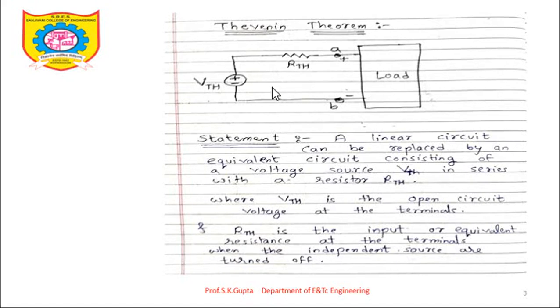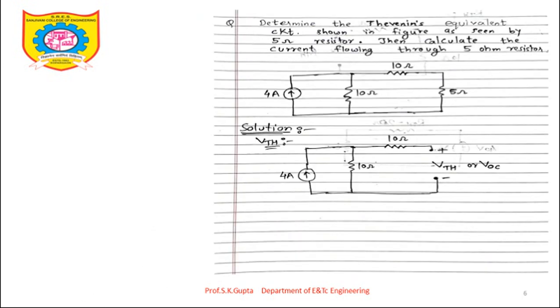Welcome all. In the last video, we have seen the concept of Thevenin theorem. So according to the concept of Thevenin theorem, a big circuit is replaced by one voltage source VTH in series with one resistance RTH. Let's see one example.